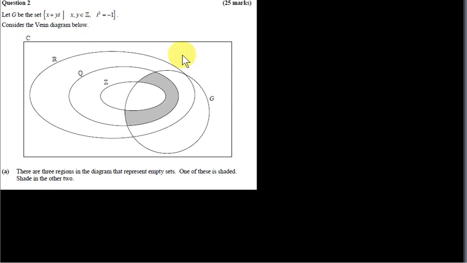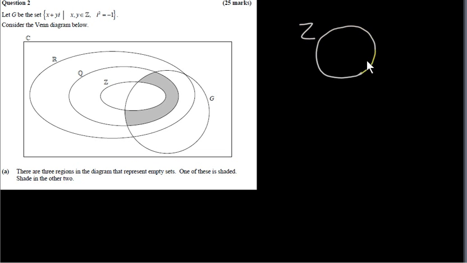In this Venn diagram we have the set C, which is the set of all complex numbers. R is a subset of that set, Q is a subset of R in turn, Z is a subset of Q. We see the set G here shown crossing the sets R, Q and Z. There are three regions in the diagram that represent empty sets. One of these is shaded. Shade in the other two.